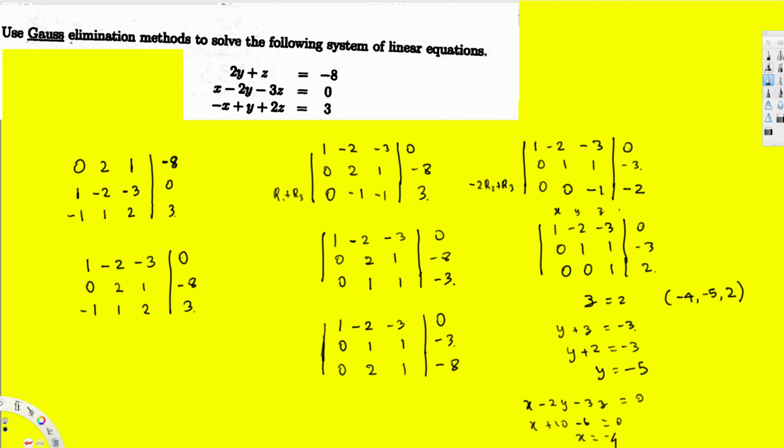And that is the solution for this equation, this question. And that's how it's done.